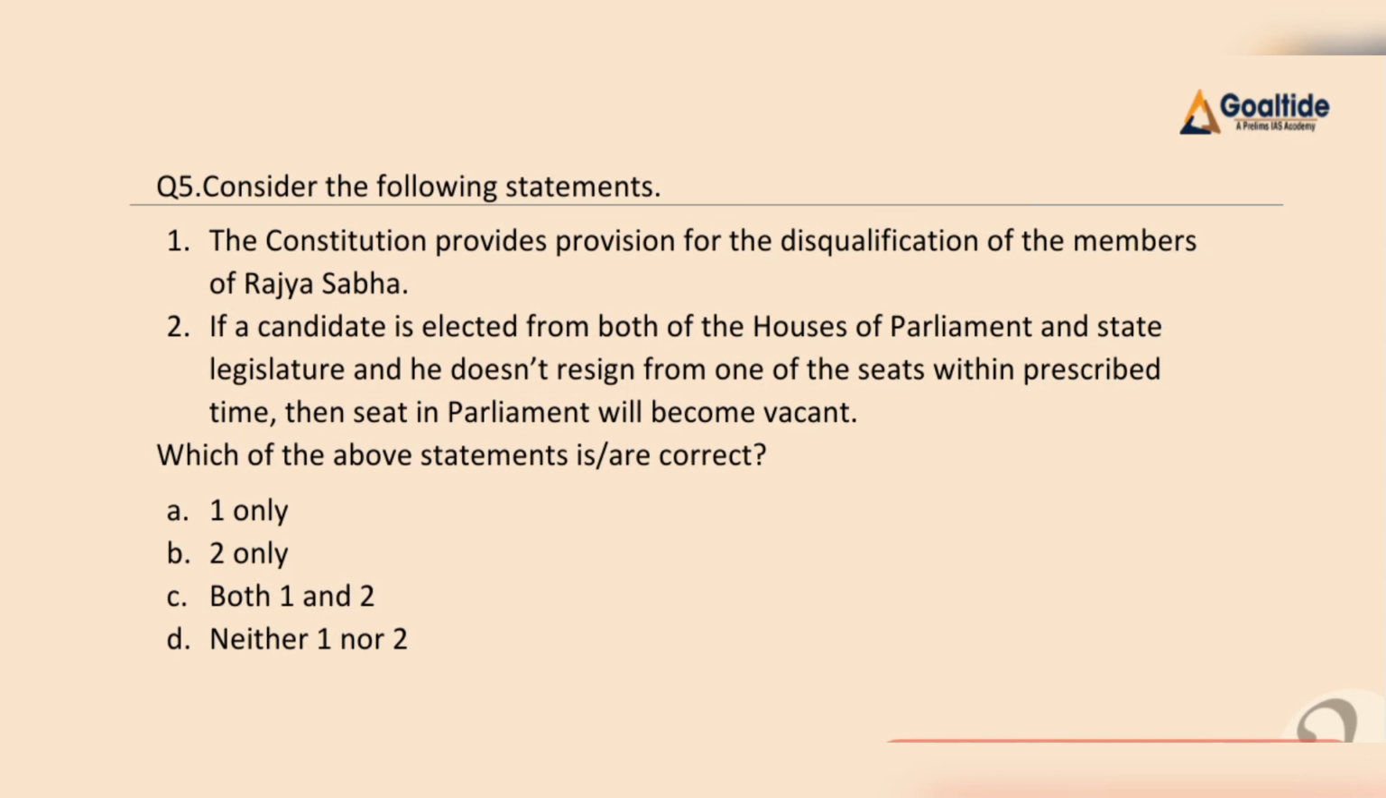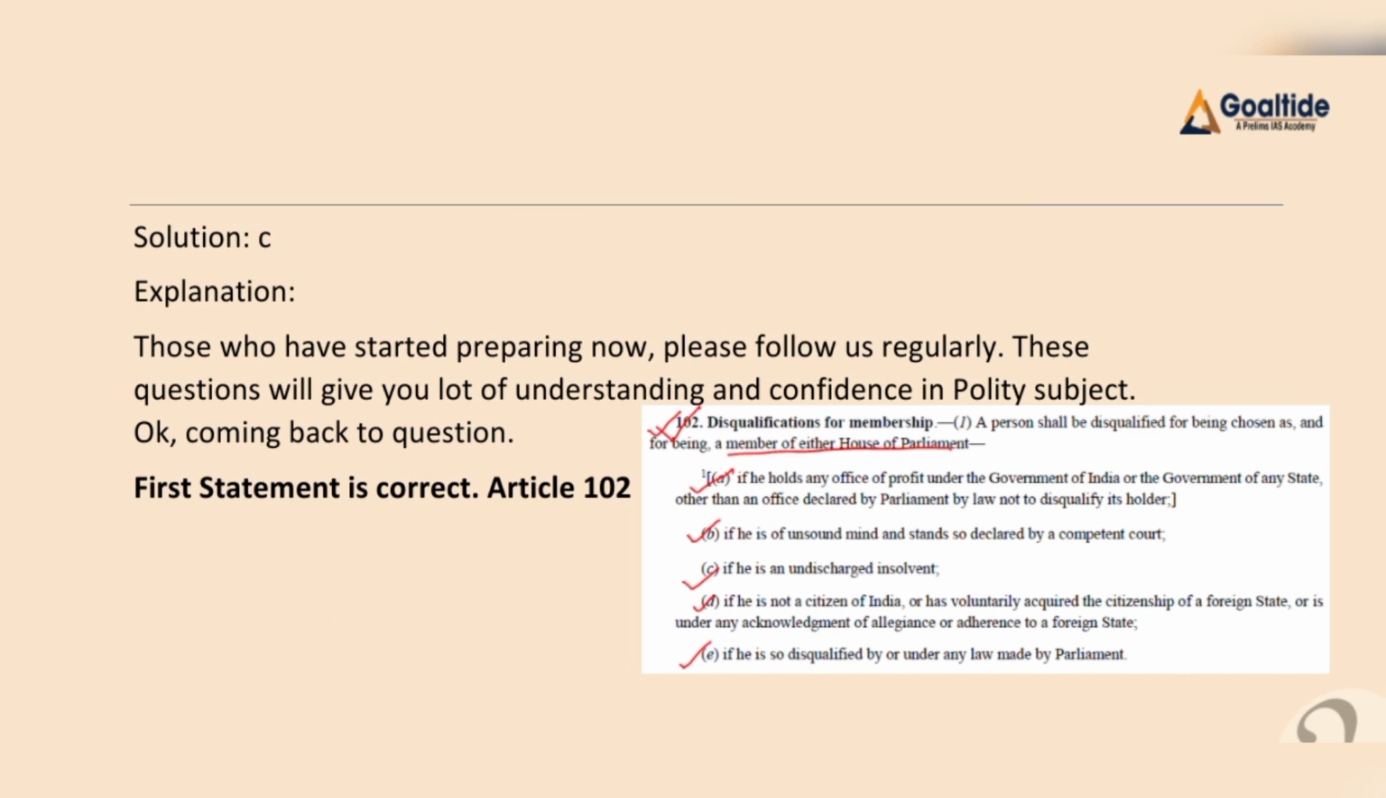Question 5. Consider the following statements. First, the constitution provides provision for disqualification of a member of Rajya Sabha. Second, if a candidate is elected to both a house of parliament and a state legislature and he does not resign from one of the seats within the prescribed time, then the seat in the parliament will become vacant. So here we will have to find out which of the above statements is correct. A, 1 only, B, 2 only, C, both 1 and 2, and D, neither 1 nor 2. So now let me have a look into our explanation.